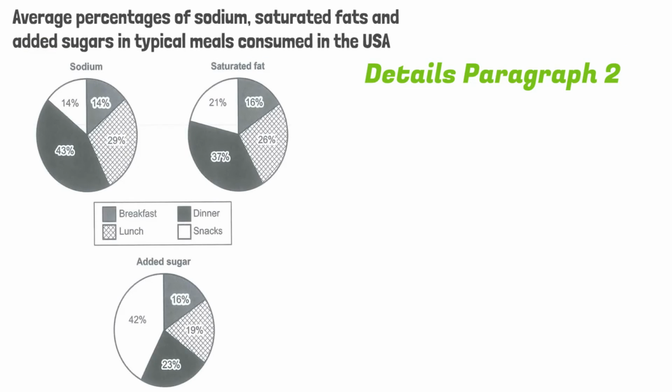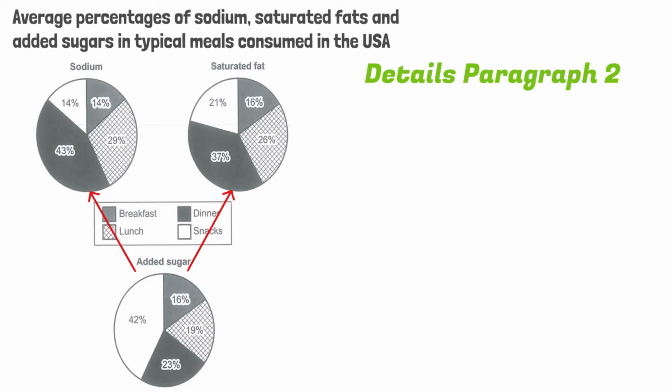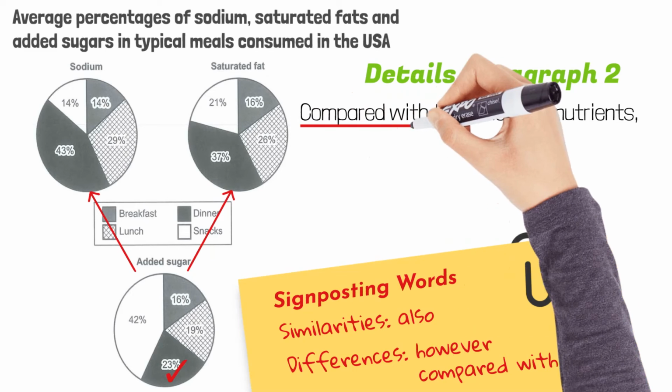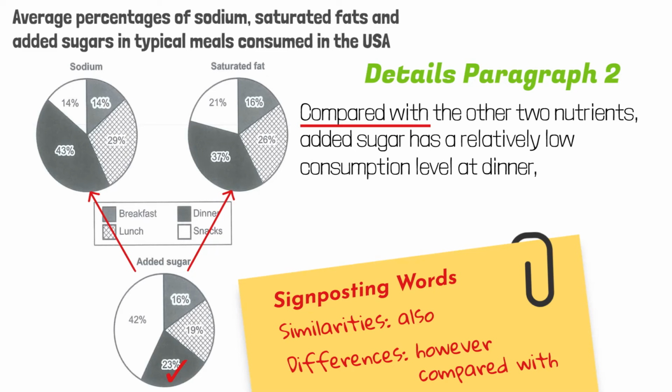Now, when describing the third chart, we do the same thing. We show how this chart is similar to and different from the first two charts. I think the biggest difference is reflected in dinner. Here, dinner isn't the biggest category. I will use compared with to introduce this difference. Compared with the other two nutrients, added sugar has a relatively low consumption level at dinner at 23%.